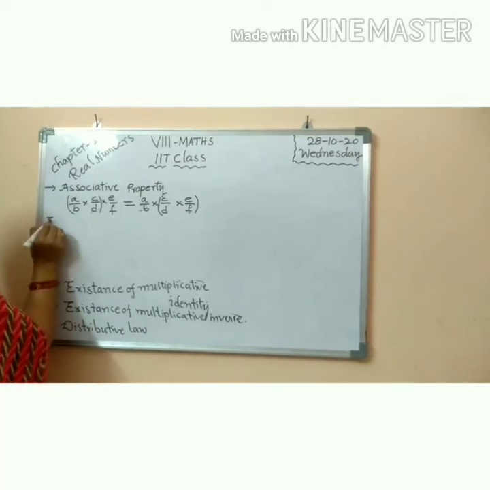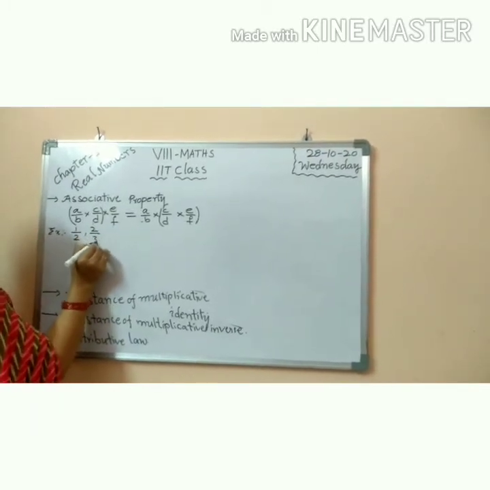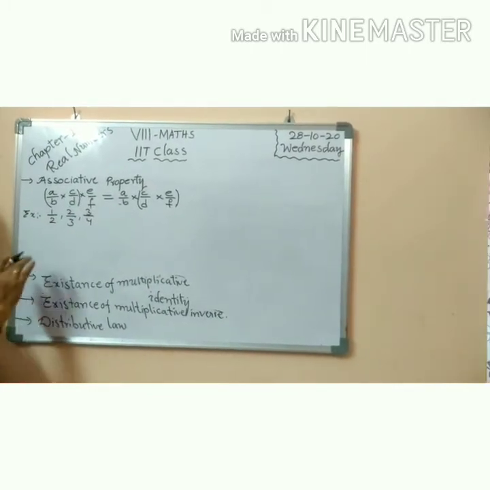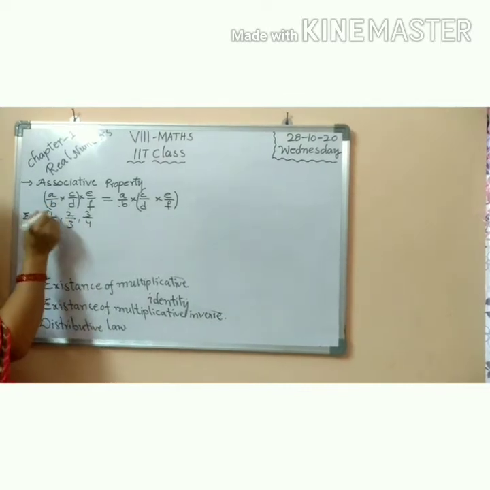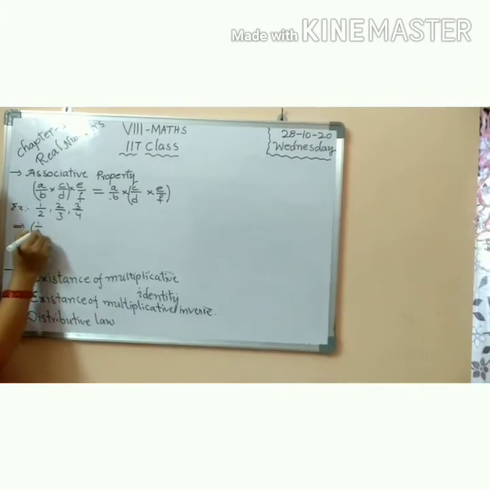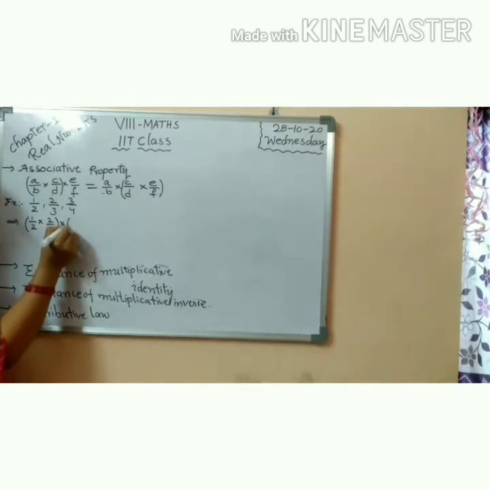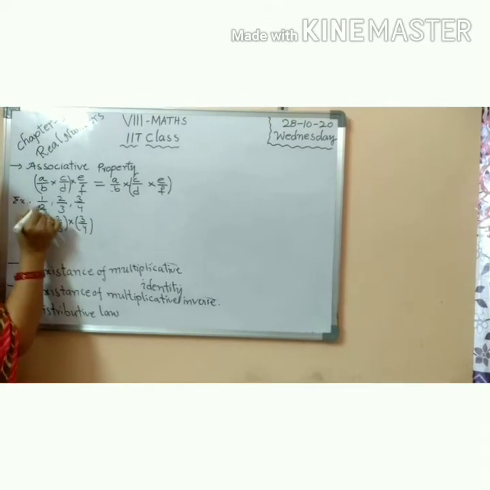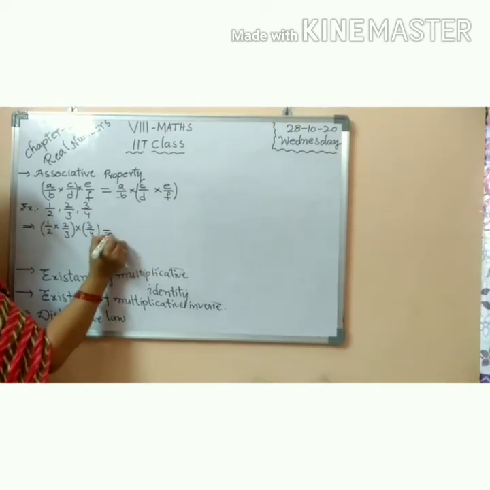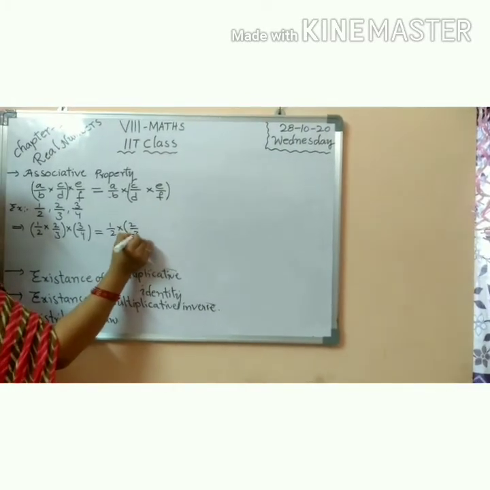Associative property. For example, take the three rational numbers 1 by 2, 2 by 3 and 3 by 4. These are three rational numbers. Under multiplication, associative property, place a by b as 1 by 2, c by d as 2 by 3, and e by f as 3 by 4. Did you understand?